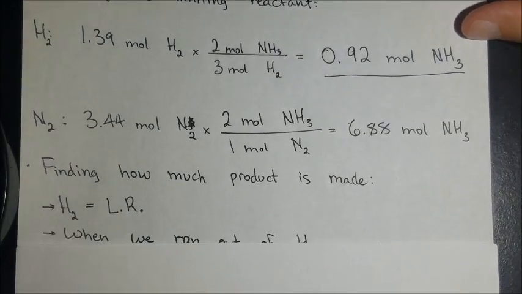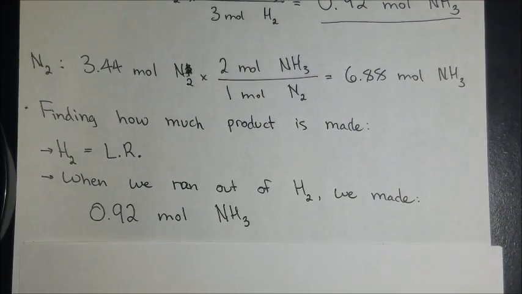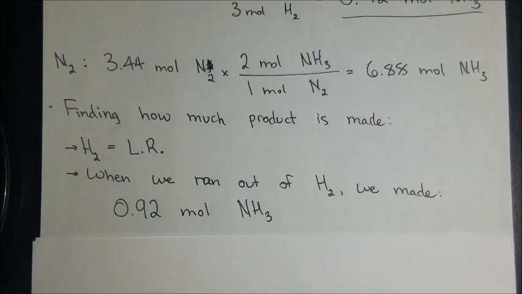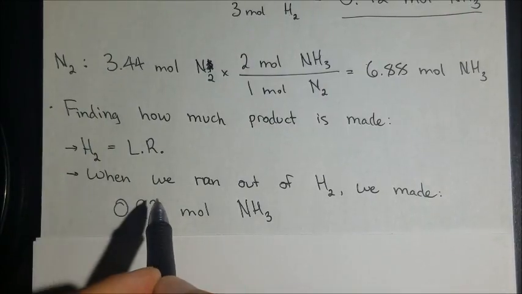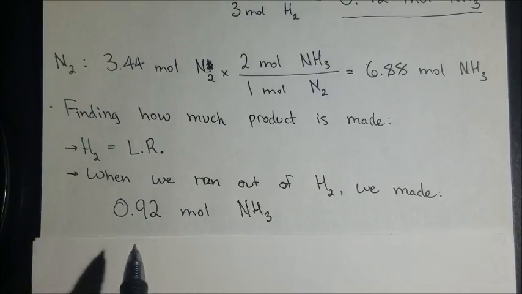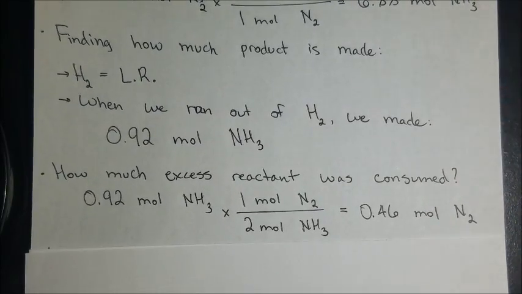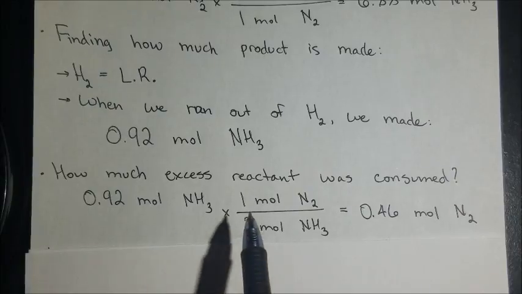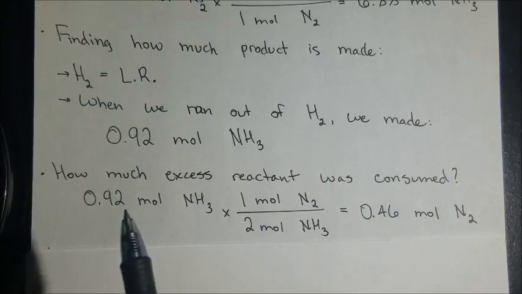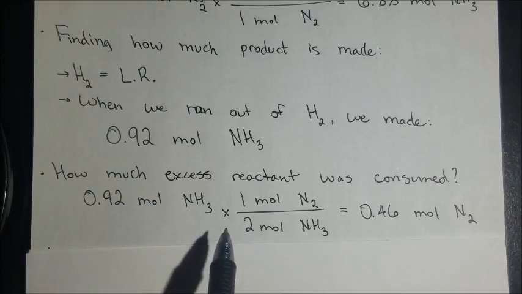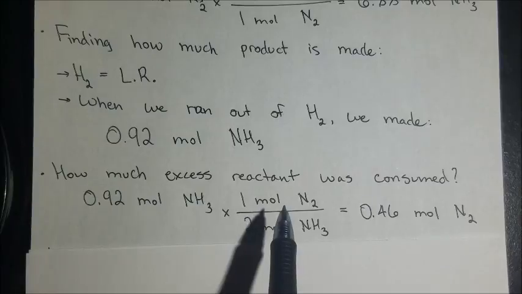Okay, so moving on now. We want to figure out how much product is made. So we know that hydrogen is our limiting reactant, and we also know that when we ran out of hydrogen, we made 0.92 moles of ammonia, right? So then the next step is going to be to determine how much excess reactant was consumed. So we know how much product we made, and then we can return to the balanced chemical equation and convert from moles of ammonia into moles of nitrogen.